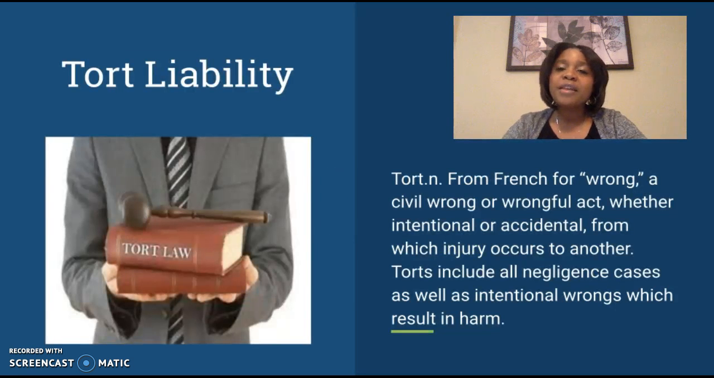First, we'll start with the definition of tort liability. Tort comes from the French word for wrong, a civil wrong or wrongful act, whether intentional or accidental, from which injury occurs to another. Torts include all negligent cases, as well as intentional wrongs which result in harm.